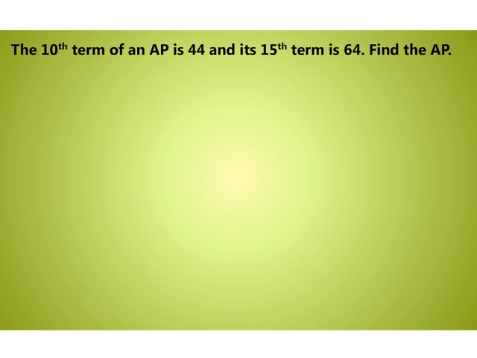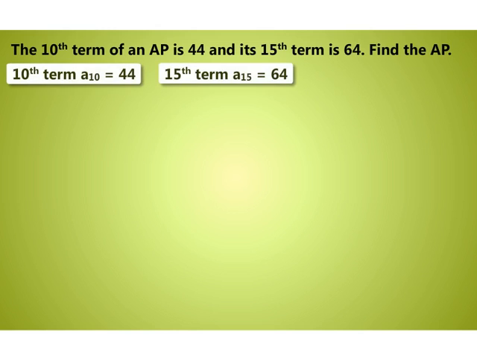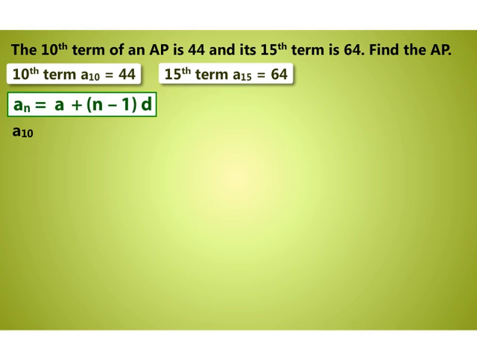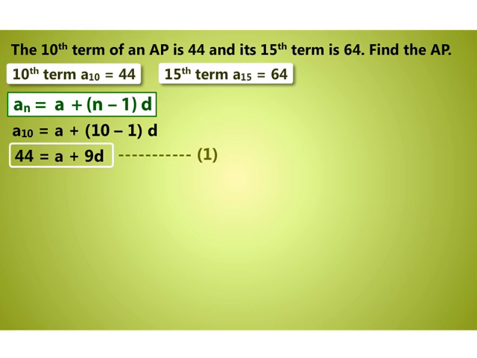The 10th term of an AP is 44 and its 15th term is 64. Find the arithmetic progression. Here, it is given that the 10th term, A10, is equal to 44 and the 15th term, A15, is equal to 64. We know that the nth term of an AP is given by An = a + (n minus 1)d. So, A10 = a + (10 minus 1)d, 44 = a + 9d. Consider this as equation 1.